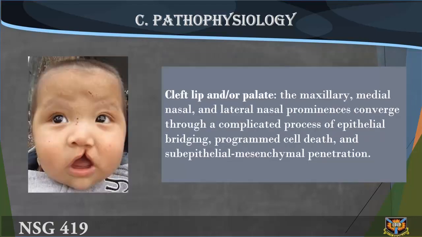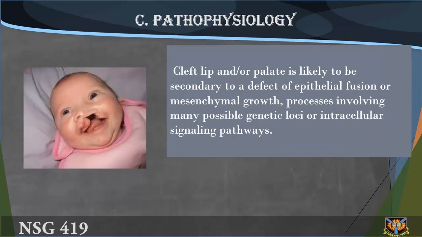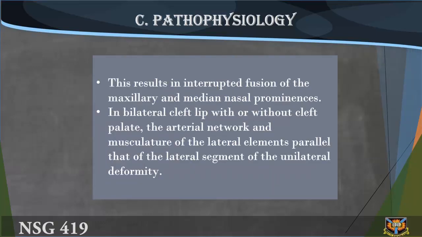Cleft lip and/or palate. The maxillary, medial nasal and lateral nasal prominences converge through a complicated process of epithelial bridging, programmed cell death, and subepithelial mesenchymal penetration. Cleft lip and/or palate is likely to be secondary to a defect of epithelial fusion or mesenchymal growth. Processes involve many possible genetic loci or intracellular signaling pathways. This results in interrupted fusion of the maxillary and medial nasal prominences.